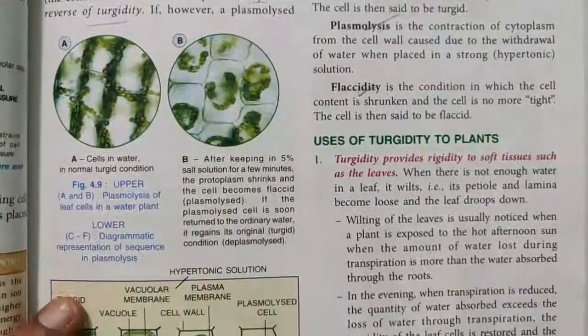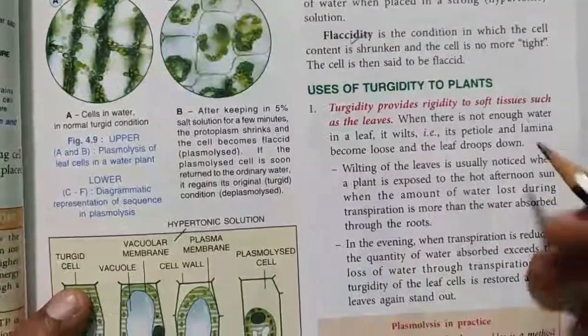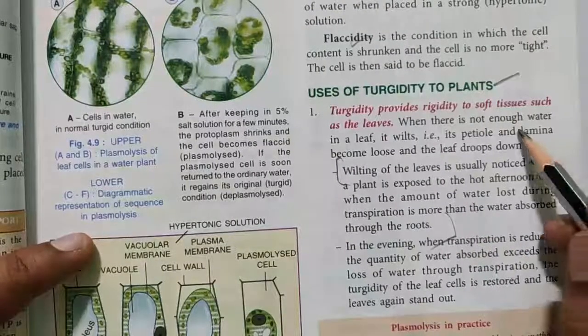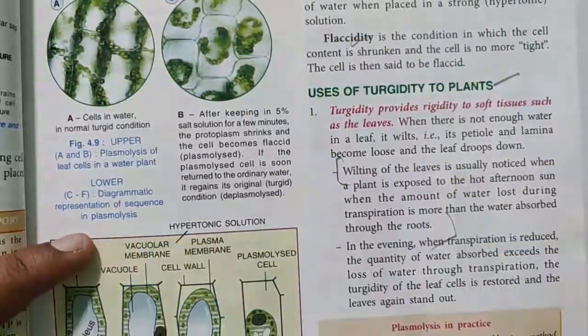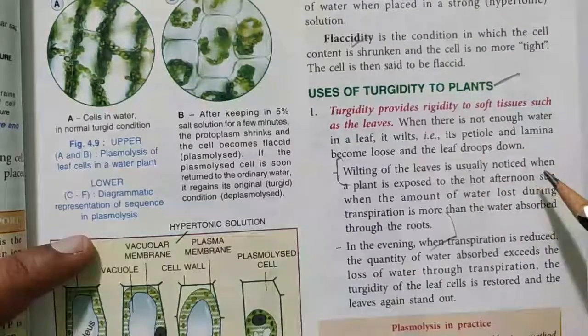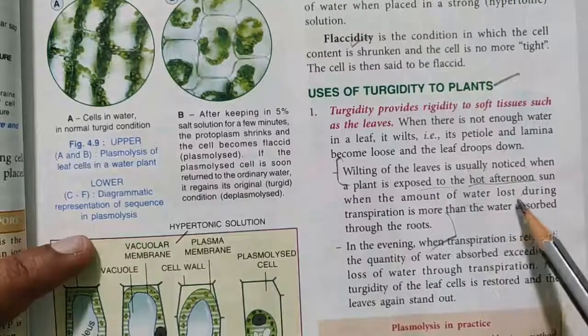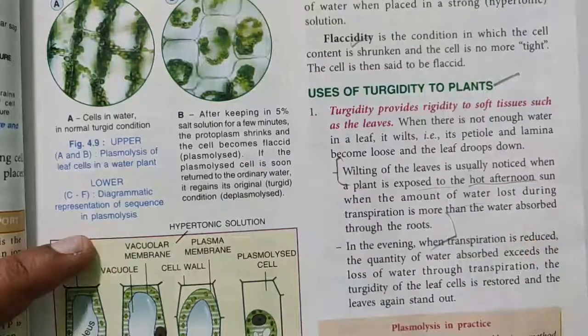Now, where is the use of turgidity in plants? Very important, this part. When there is not enough water in a leaf, it wilts. Whenever the water is not in a sufficient amount, the leaves will start wilting. Leaf curl होने और गिरने शुरू हो जाएंगे. Wilting of leaves is usually noticed whenever a plant is exposed to a hot afternoon, when the amount of water lost during transpiration is more than the water absorbed by the roots.